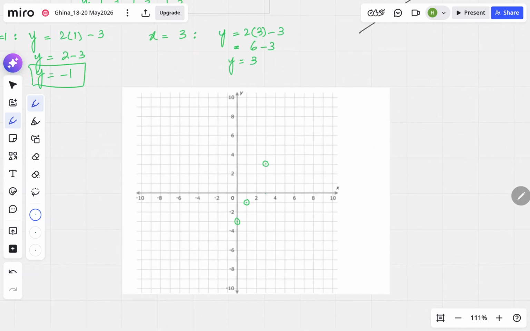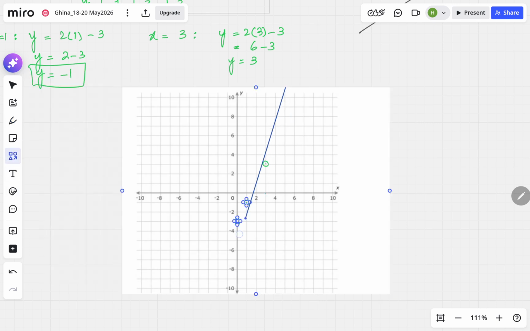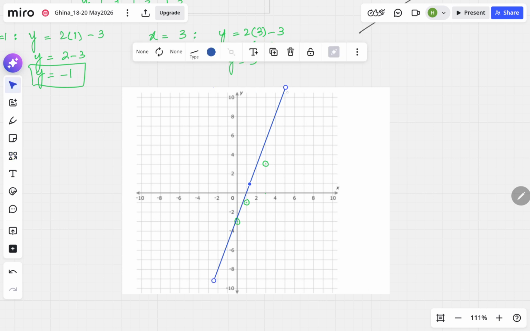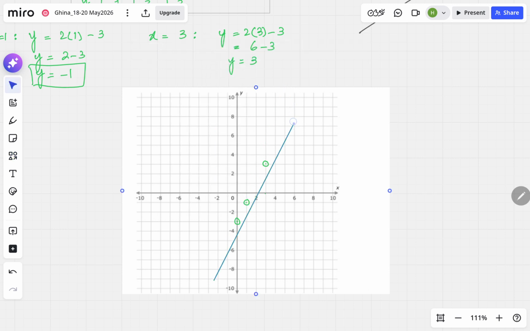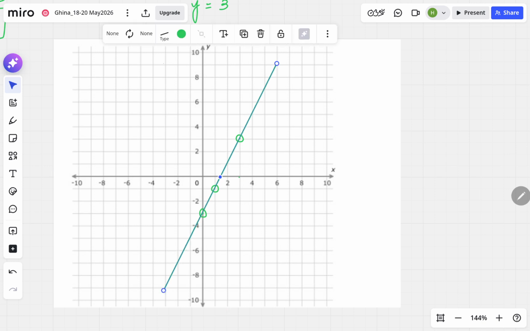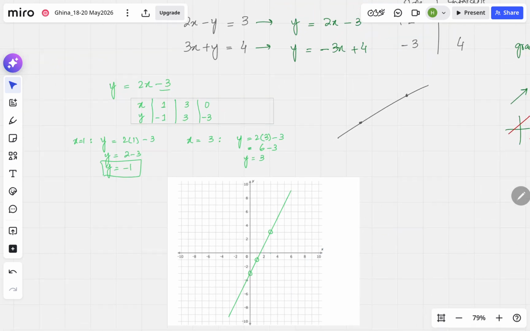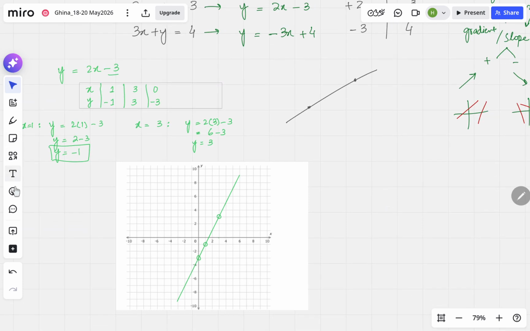Okay, so let's join these 3 points so that we can get a straight line. I'm coloring it with light green, and joining these points exactly where the coordinates are, you know. Okay, so this is the graph in the form of a line for this equation y equals 2x minus 3. Okay, let me remove this.